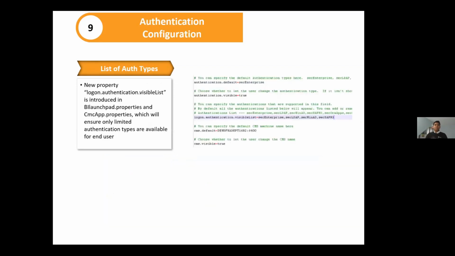Okay, and then you have the authentication configuration. So this is straightforward. Instead of having several authentication types, now you can go in and then select a visible list, and decide which are the ones that you want to see in the BI Launchpad or the CMC for your authentication configuration.